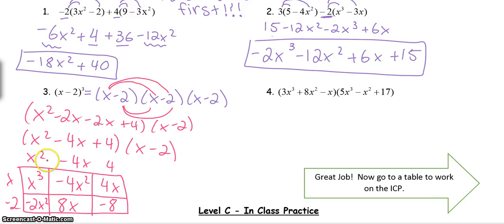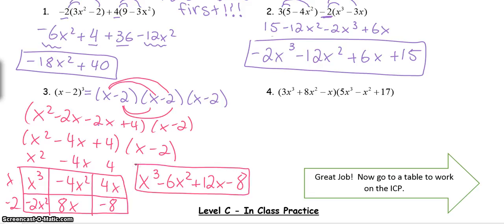So for my final answer, I just want to rewrite that where I combine like terms. So x cubed doesn't have a buddy, so that gets rewritten. Got negative 2x squared and negative 4x squared, which makes negative 6x squared. I've got 4x and 8x, which gives me 12x. And then negative 8 doesn't have anything to go with it, so that just gets rewritten. And there's my final answer.